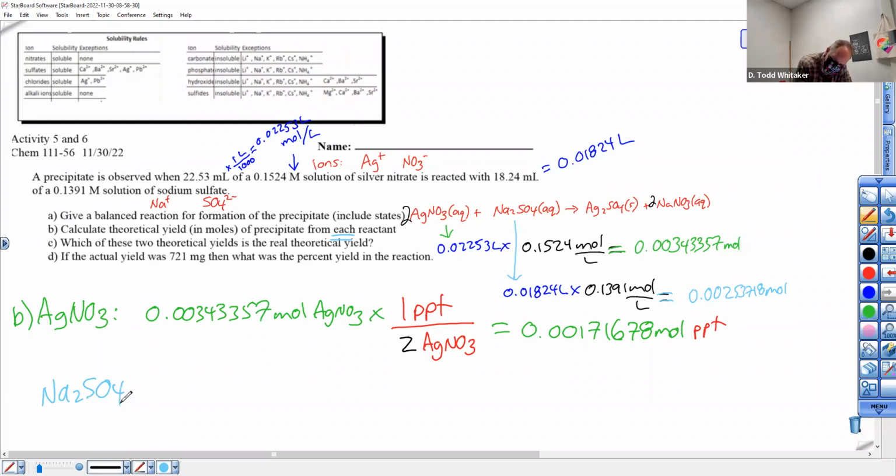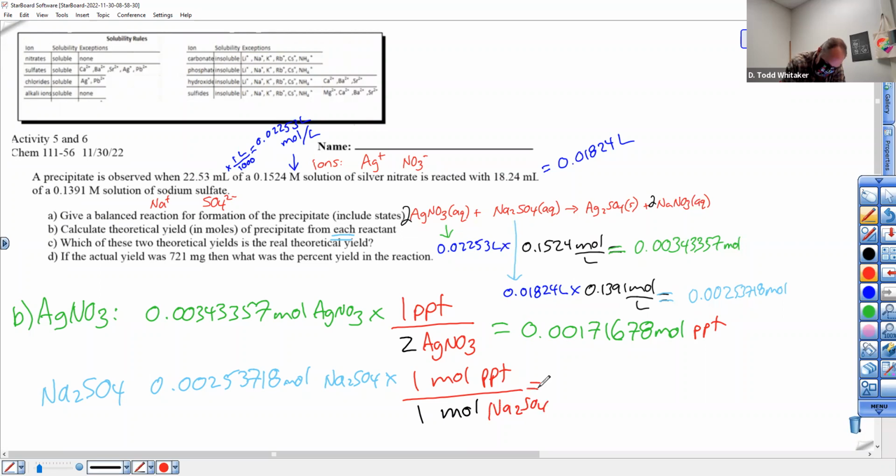Na2SO4. You have 0.0025318 moles of Na2SO4. You're going to make 1 mole of PPT. I forgot to put the word mole in the top one. For every 2 mole, or 1 mole, 1 mole Na2SO4.